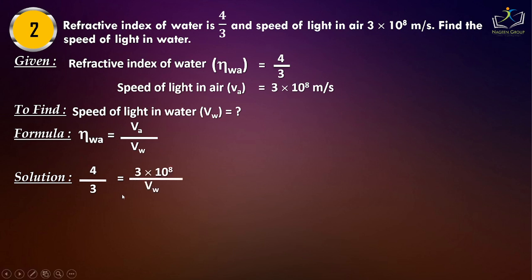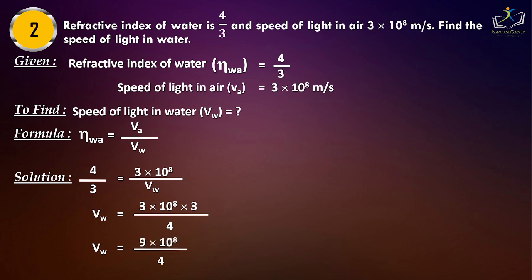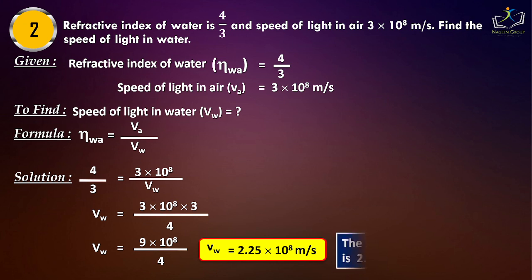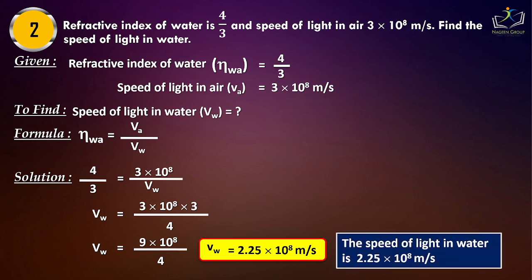It's 4 by 3 equal to 3 into 10 to the power 8 by velocity of light in water. So velocity of light in water is equal to 3 into 10 to the power 8. Take this 4 downside and 3 upside. So here what we got is 9 into 10 to the power 8 by 4. It is equal to 2.25 into 10 to the power 8 meter per second.